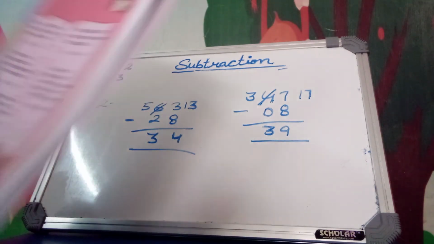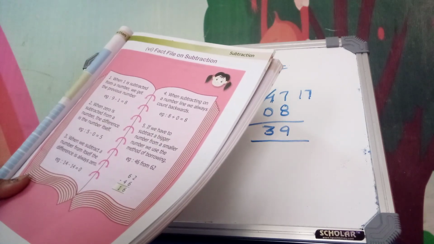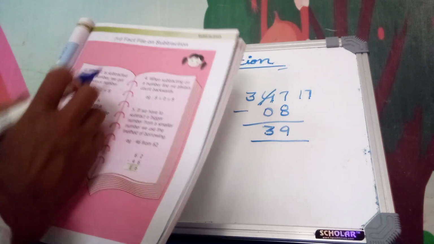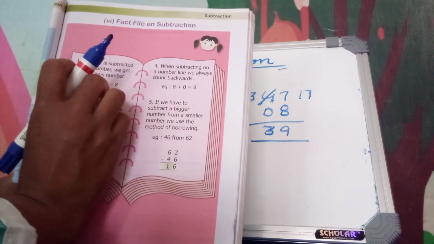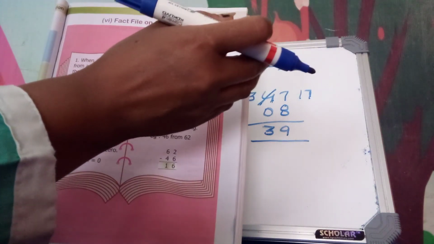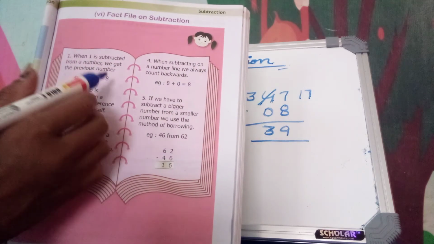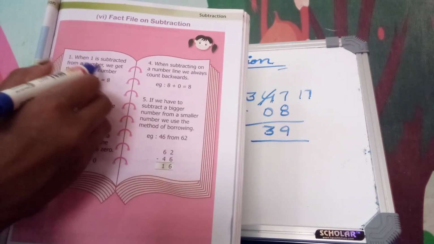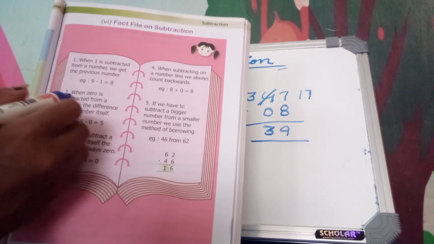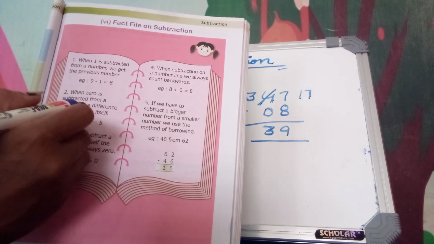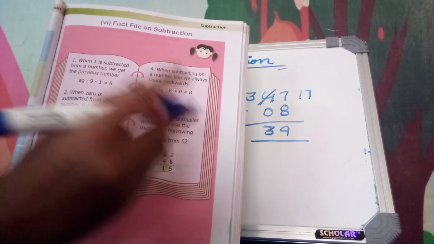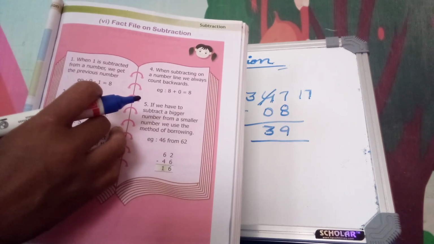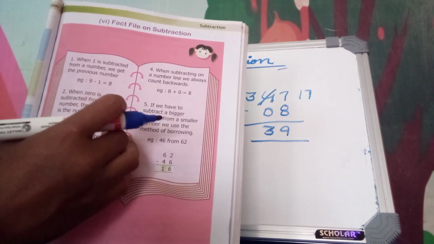Now see here, see the fact file on subtraction. When 1 is subtracted from a number, we get the previous number. Okay, if we subtract 1 from a number, we will get the previous number. Previous number means the number before the number we have subtracted. When 0 is subtracted from a number, the difference is the number itself. Okay, if we subtract 0 from any number, the answer will be same. The number we have to write same.